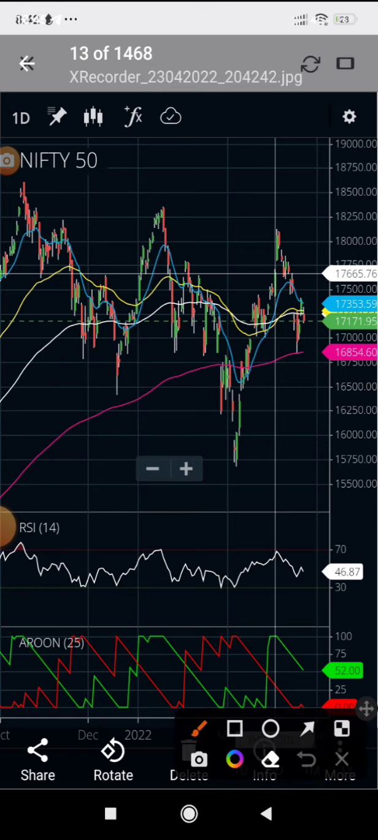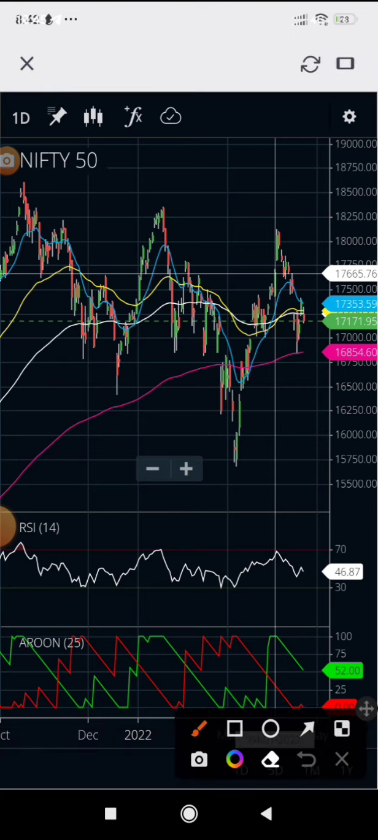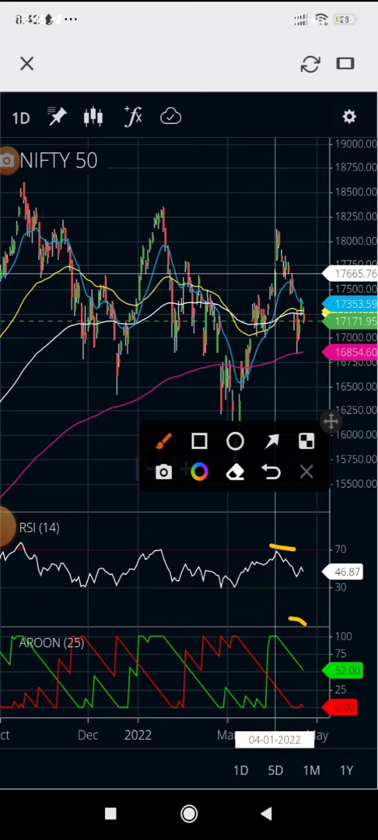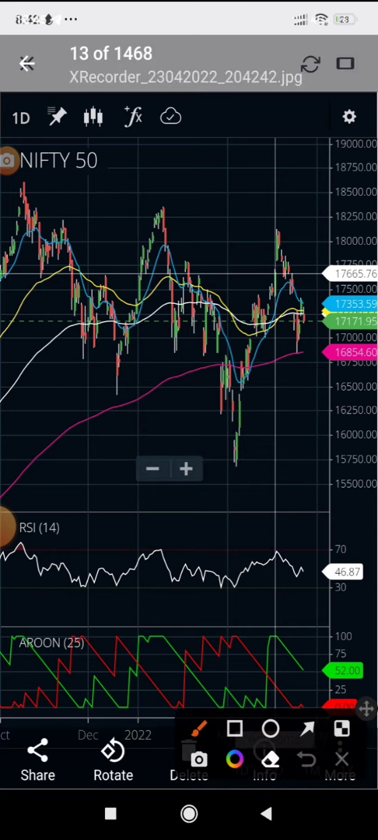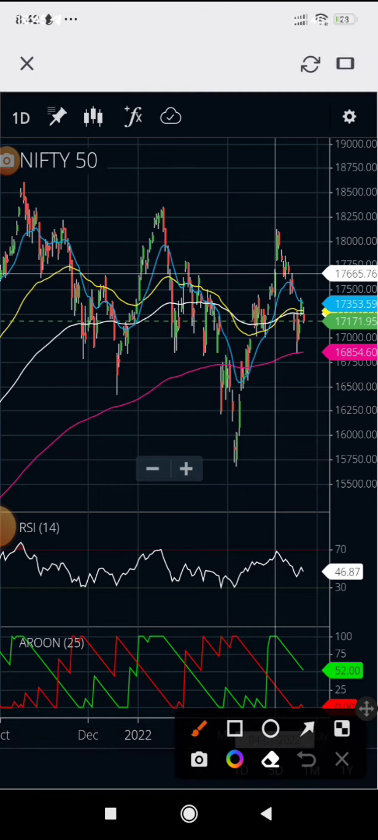As per the RSI indicator, you can see it touched 70 and then dropped, and it's below 50. That is considered a bearish move. Here the Arrow indicator is turning sideways. It was earlier bullish, trading like a green line. When it trades above 70, it is considered bullish. So now it has come to 50.